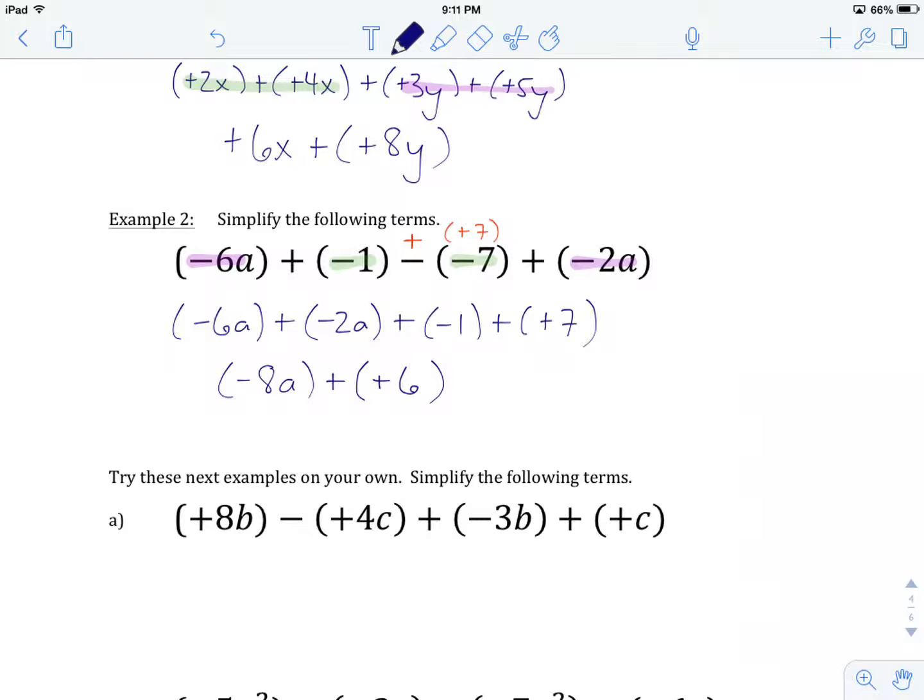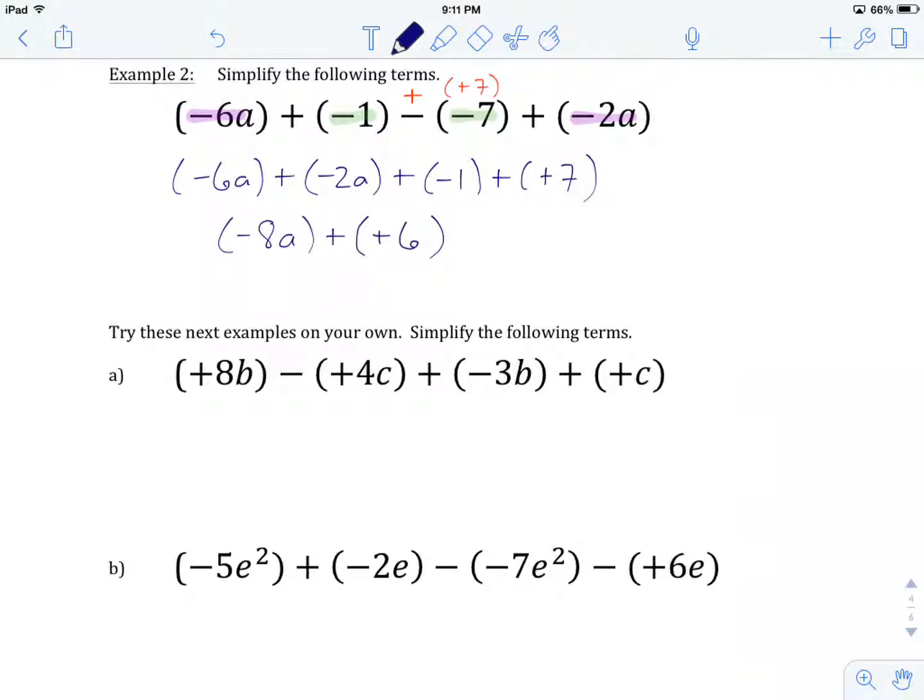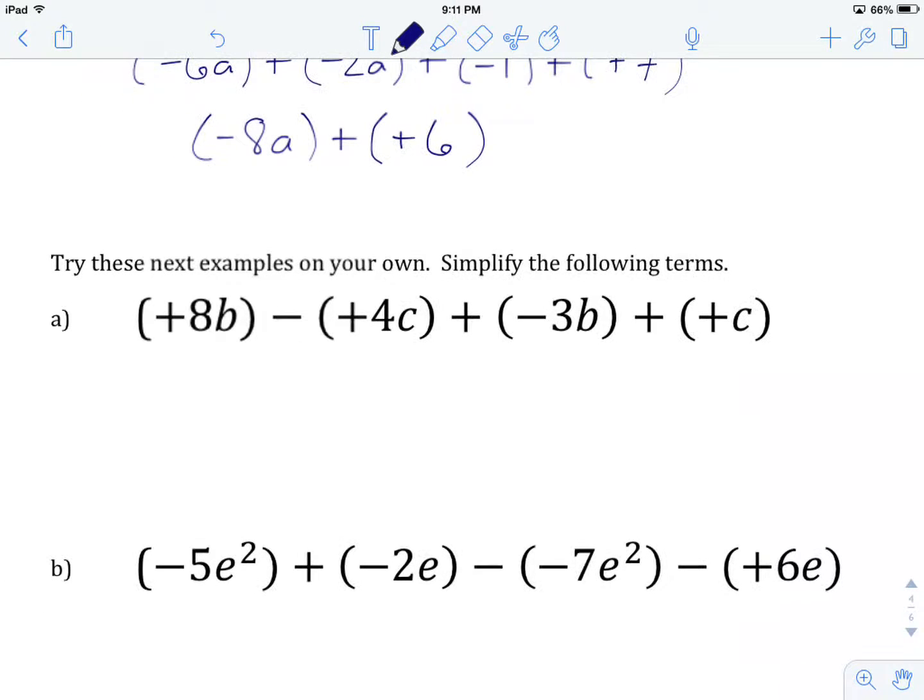So hopefully these steps are making sense. What I'd like you to do here in the video is to hit pause, and I'd like you to try example A on your own. When you've got it, come on back and we'll check how you did. Okay, let's get a look at this.